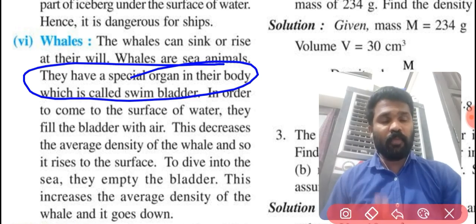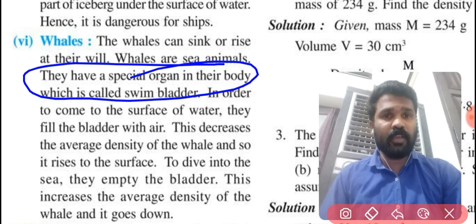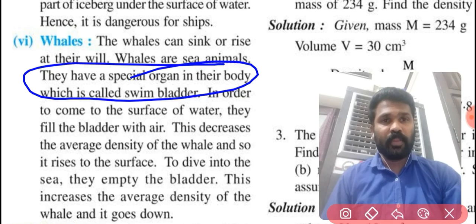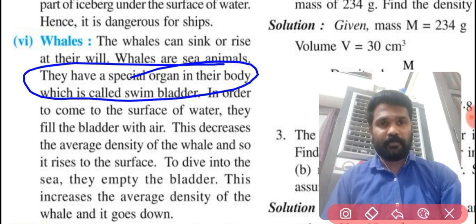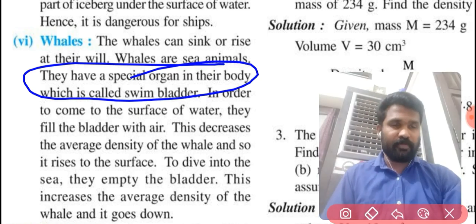If they wish to come to the surface of the water, what will they do? They fill the air in the bladder. This decreases the average density of the whale, and so it rises to the surface. To dive into the sea, they empty the bladder.